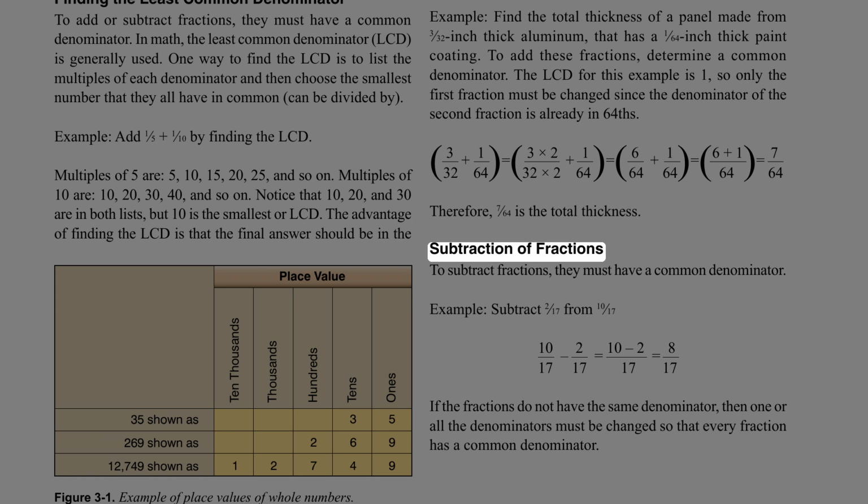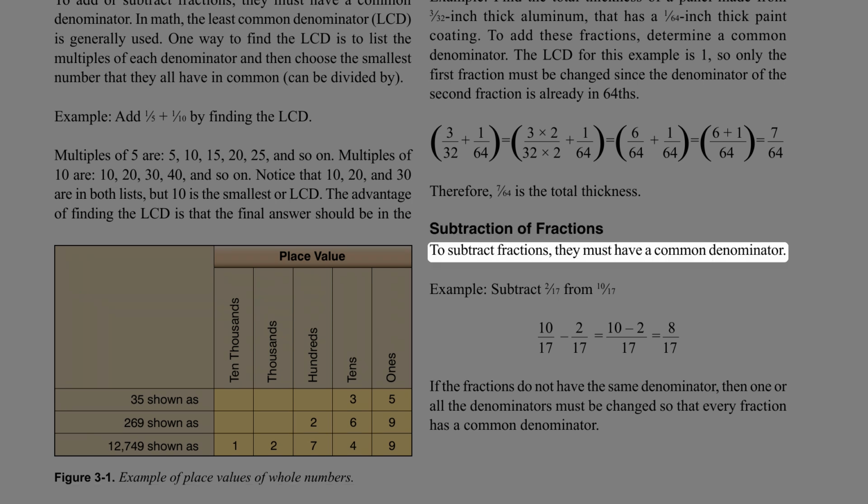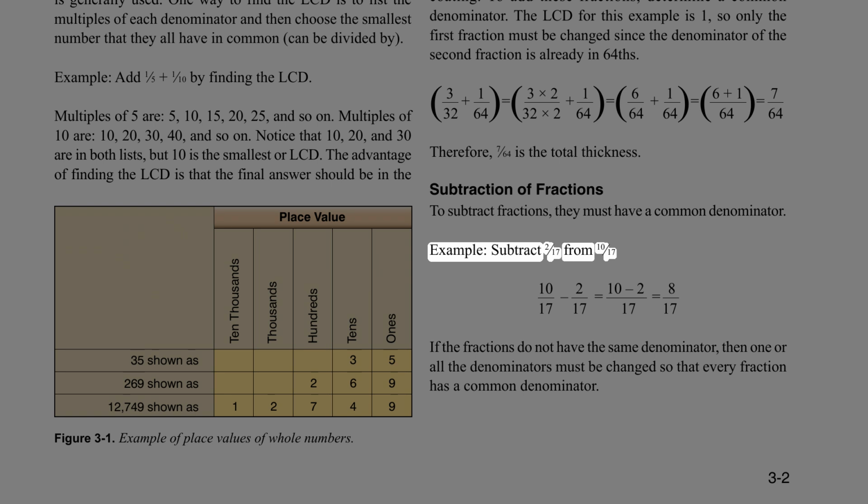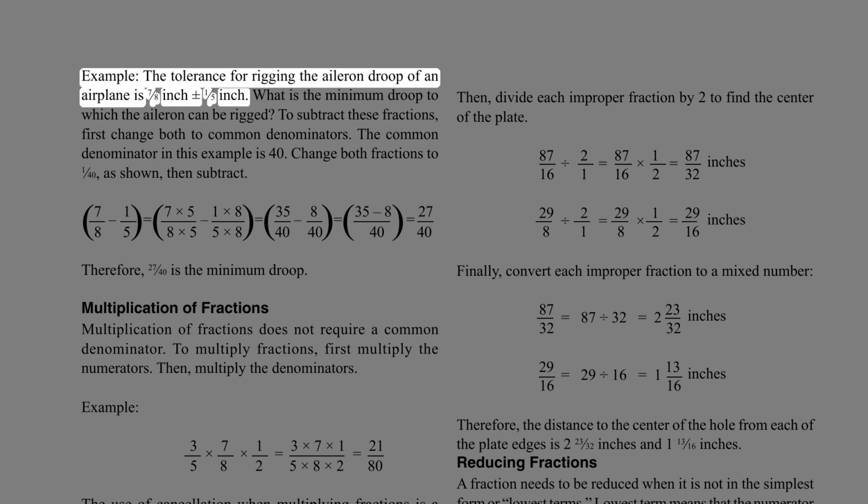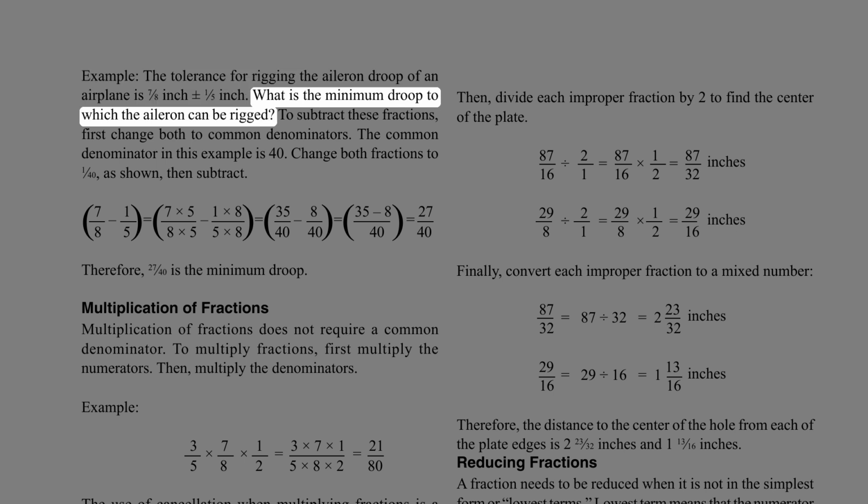Subtraction of fractions. To subtract fractions, they must have a common denominator. Example: subtract 2/17 from 10/17. Example: the tolerance for rigging the aileron droop of an airplane is 7/8 inch plus or minus 1/5 inch. What is the minimum droop to which the aileron can be rigged?